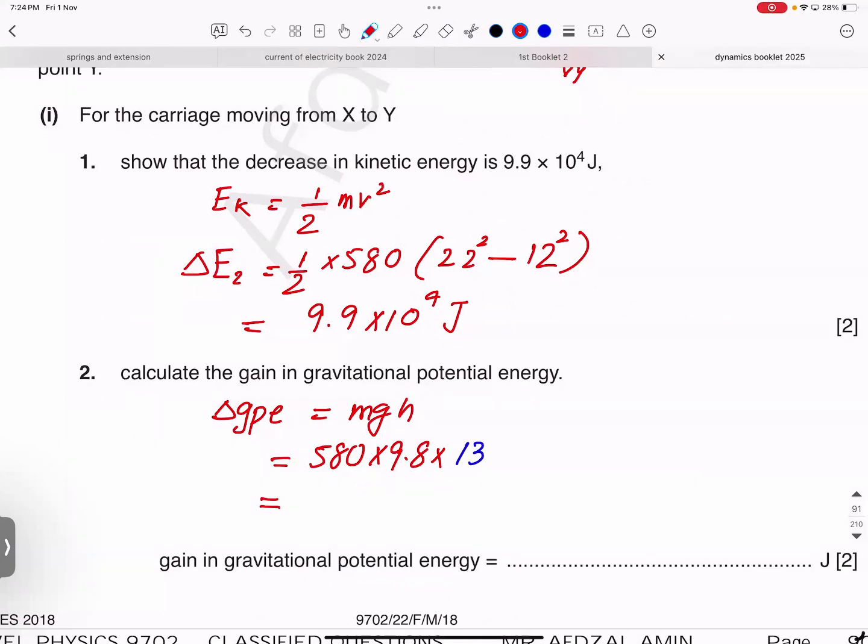It depends upon how much height it gained, my dear. Calculate the gain in GPE. So it depends upon how much height did you gain. Certainly there could be friction. Certainly there could be a resistance, any resistive force. So it may not be that loss in kinetic is equal to gain in potential. This is only true if there is no other transfer of energy. This answer is 7.4 times 10 to the power 4 joules.